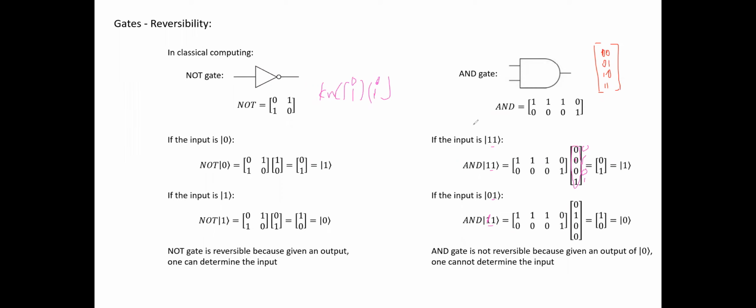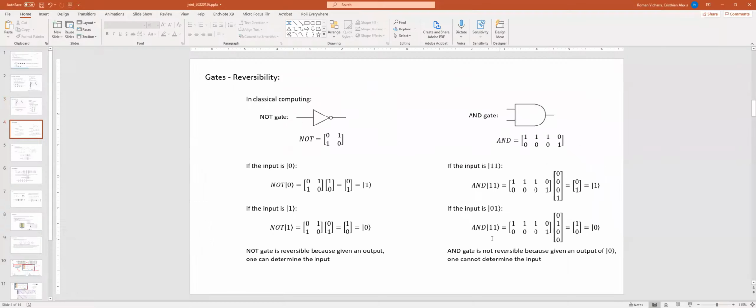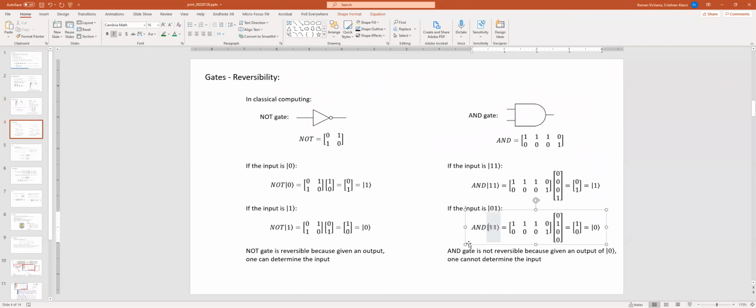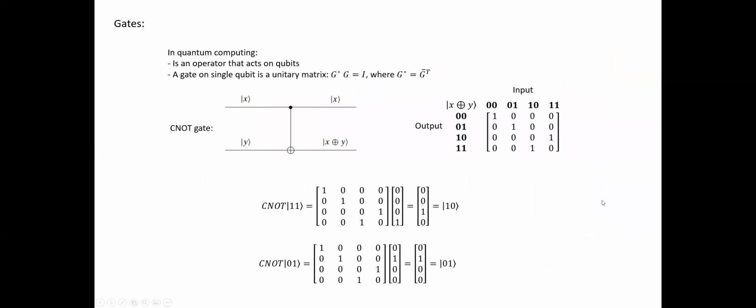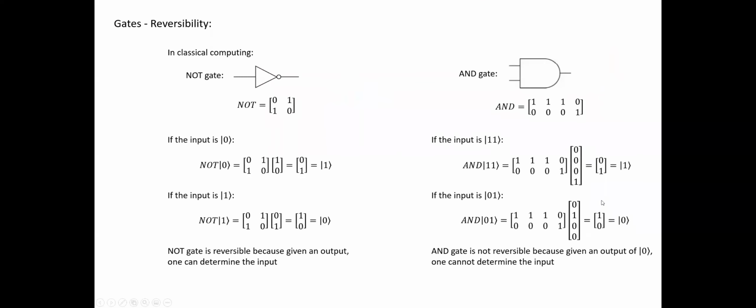So let me, I will remove the typo. Yeah, we change it. So, but I think it's clear, right? What a reversible and non-reversible gate is.